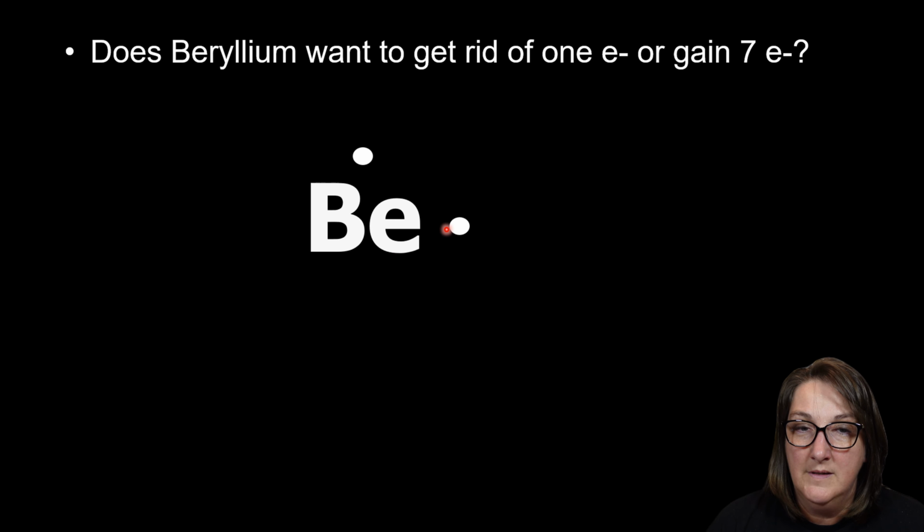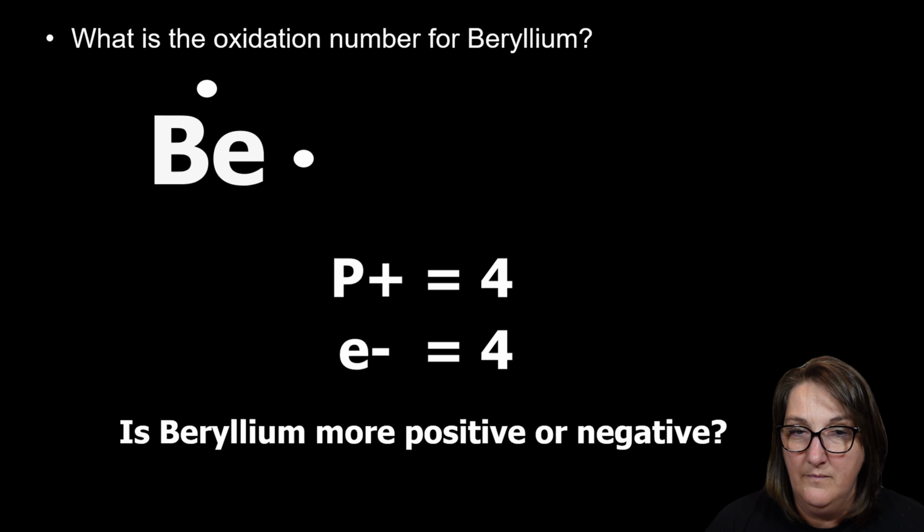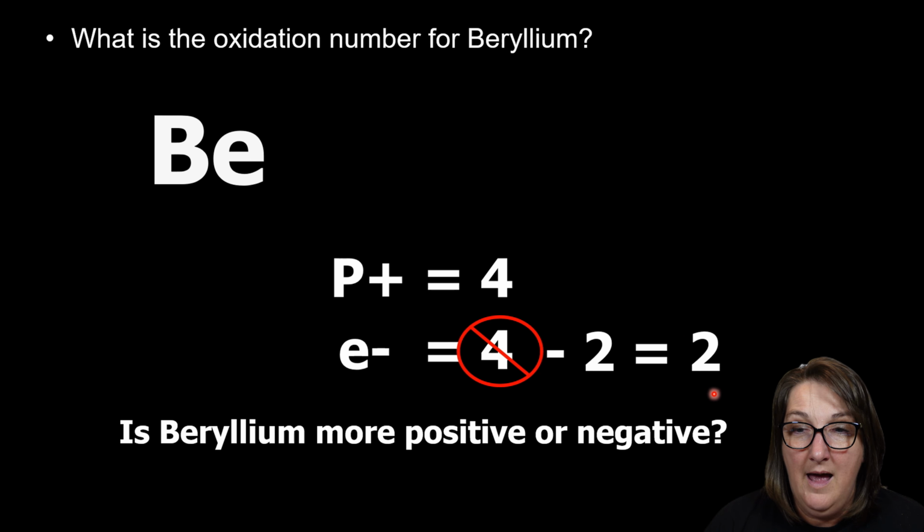Okay, beryllium, same way. I'm going to look here, and I have 2 valence electrons, so I want to get rid of those. And when I get rid of them, I'm going to have this shell full. Okay, so I'm going to be very positive because I'm going to have fewer electrons than protons. So here I have 4 protons, 4 electrons, but I got rid of 2. So that means I'm going to have a positive charge of 2 because I have more pluses than I do negatives.